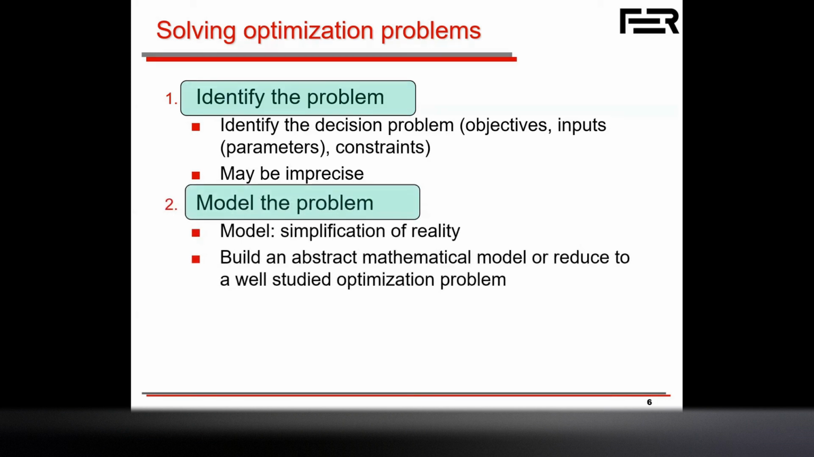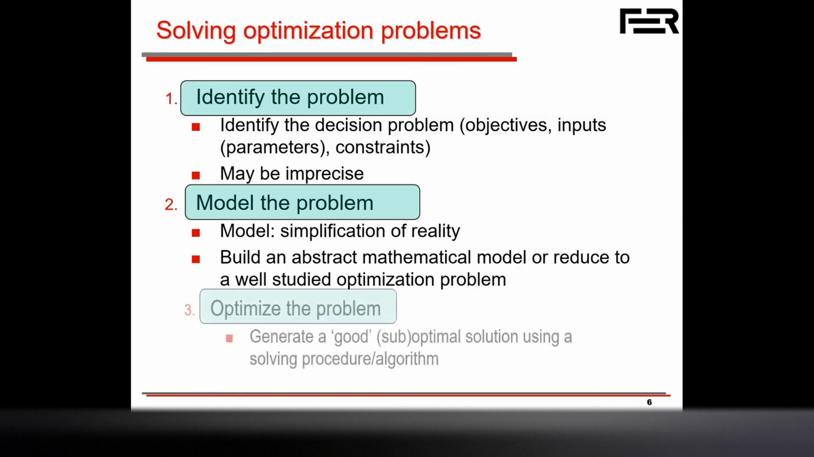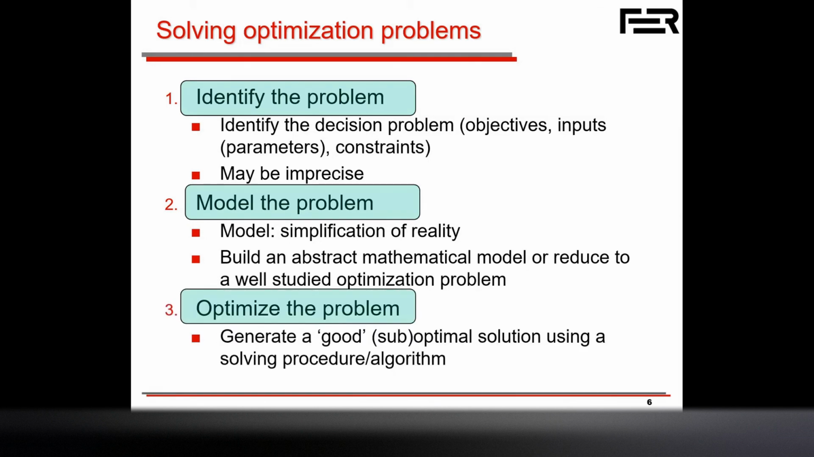Then we need to model the problem. Like I said, this is usually a simplification of reality, some kind of an abstract model. And finally, we try to find either an optimal or a suboptimal solution using a given heuristic or an algorithm, or an exact algorithm that can find an optimal solution.